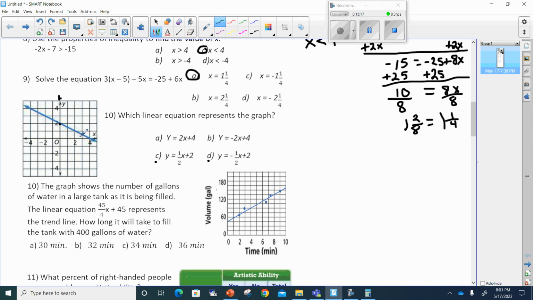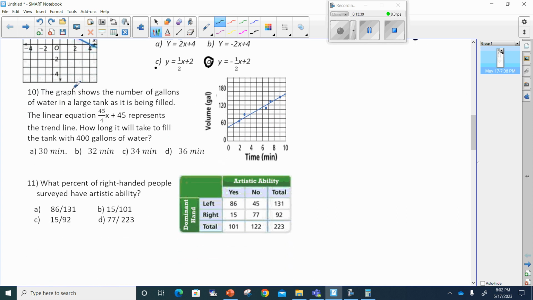So that means my slope has to be negative. My rate of change is negative. This is not negative. This is, so that means D has to be it. And it says it goes down 1 and over 2. Let's check that out. Down 1 and over 2. Absolutely. Down 1 and over 2 each time. D is absolutely the right answer.